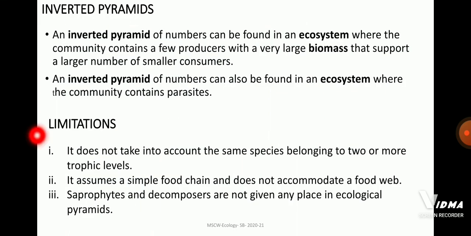The pyramids are called inverted pyramids when they are found in an ecosystem where the community contains a few producers with a very large biomass that support a large number of smaller consumers. It can also be found in an ecosystem where the community contains parasites. There are certain limitations to these pyramids. That is, they do not take into account the same species belonging to two or more trophic levels. They assume a simple food chain and do not accommodate a food web. Then saprophytes and decomposers are not given any place in ecological pyramids.